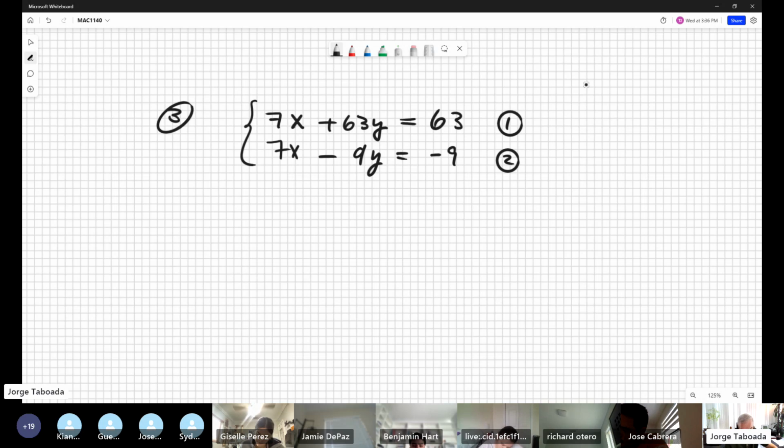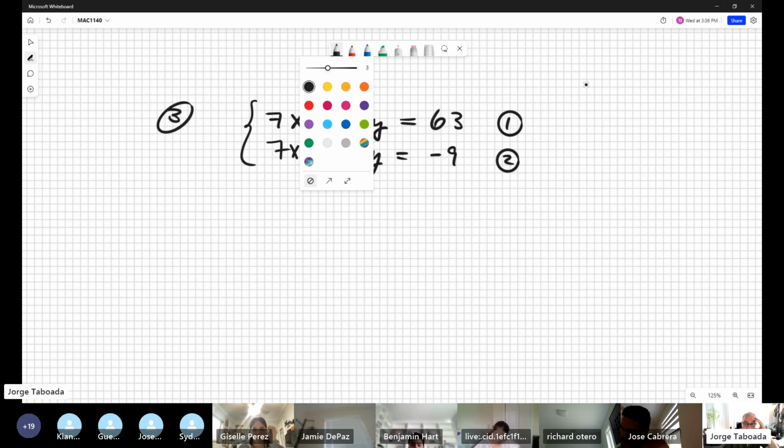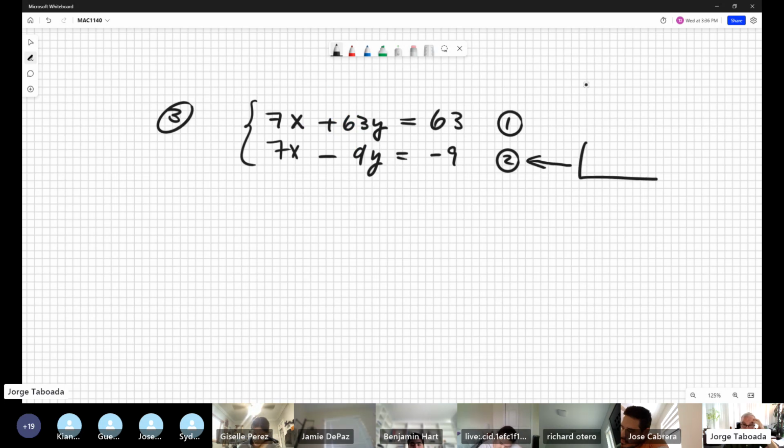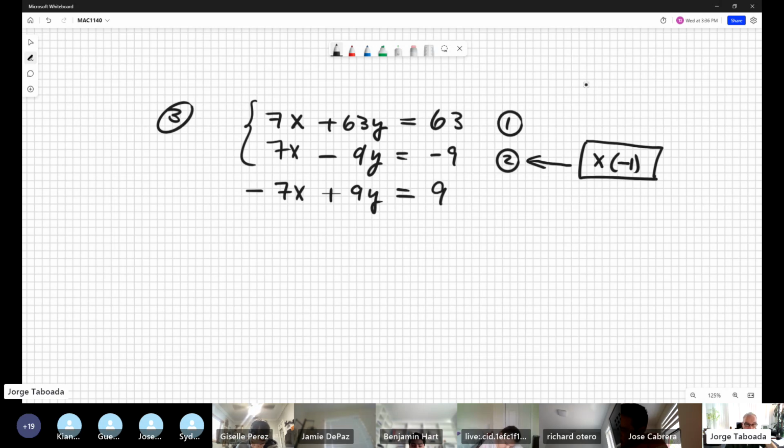Okay, there are many ways. Not infinity, but many ways. In my paper, I did it this way. I take equation 2 and multiply it times -1. My intention was elimination. Remember, -1 times 7 is -7. You have 7 positive, and I convert it to negative. So when you multiply the entire equation 2 by -1, we have minus 7x plus 9y equals positive 9.